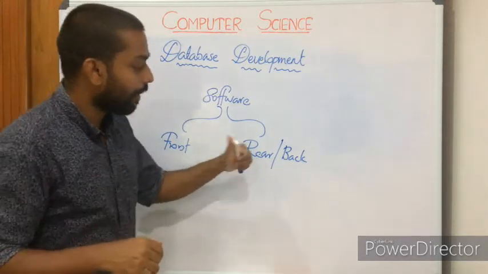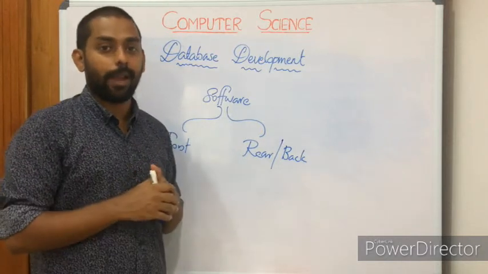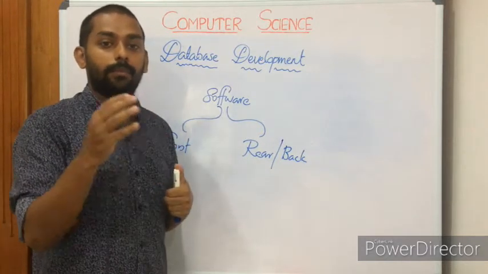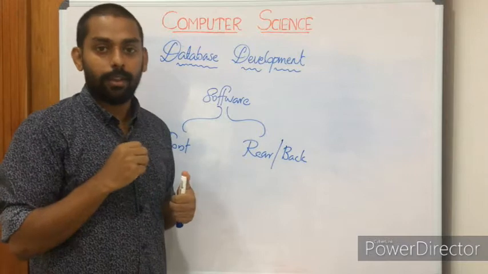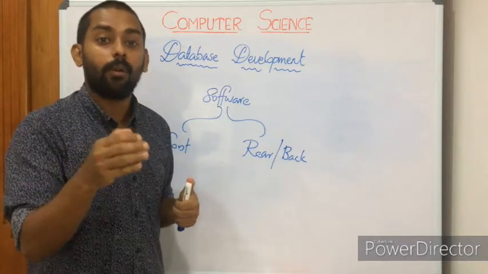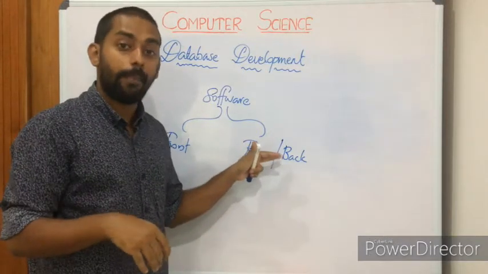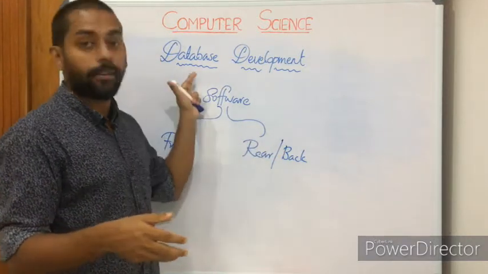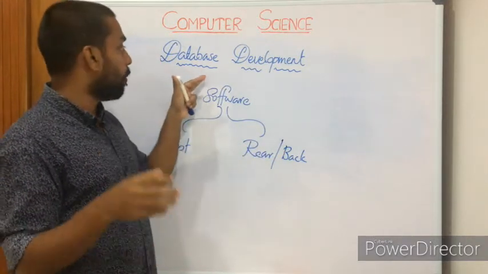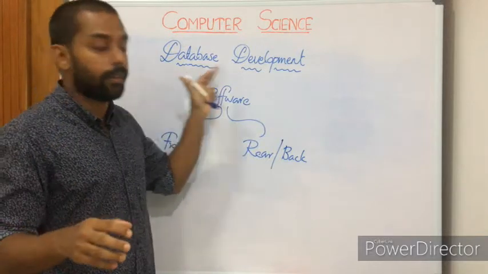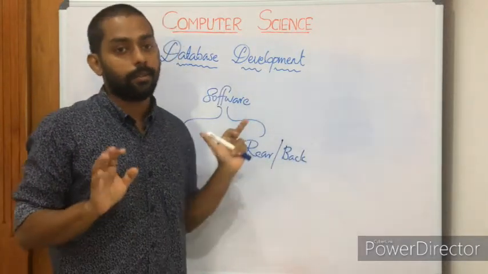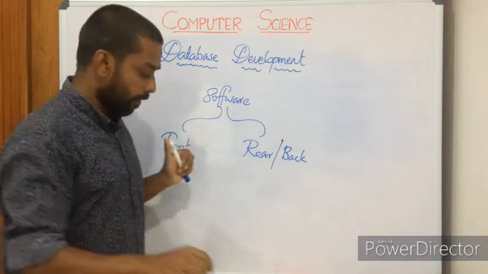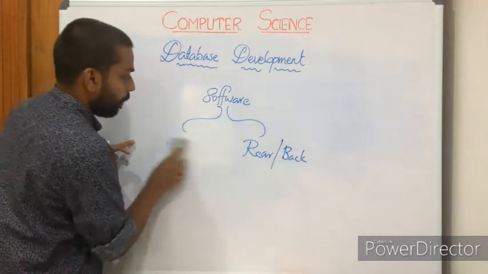Then rear end or back end. What is a rear end or back end? The place where data is stored and manipulated. We cannot see the back end. Back end is invisible. That is what actually database is. And we are managing the database with the help of a database management system. So these are the two terminologies.